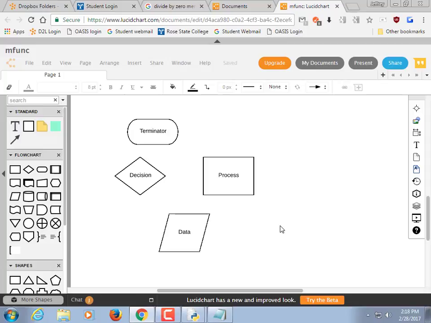Yeah, math and assignments go in the process block. What do the start and stop go in? The Terminator. And input and output then go in data. Right. So if I show you a list of shapes like that, just be able to pick which one's which.